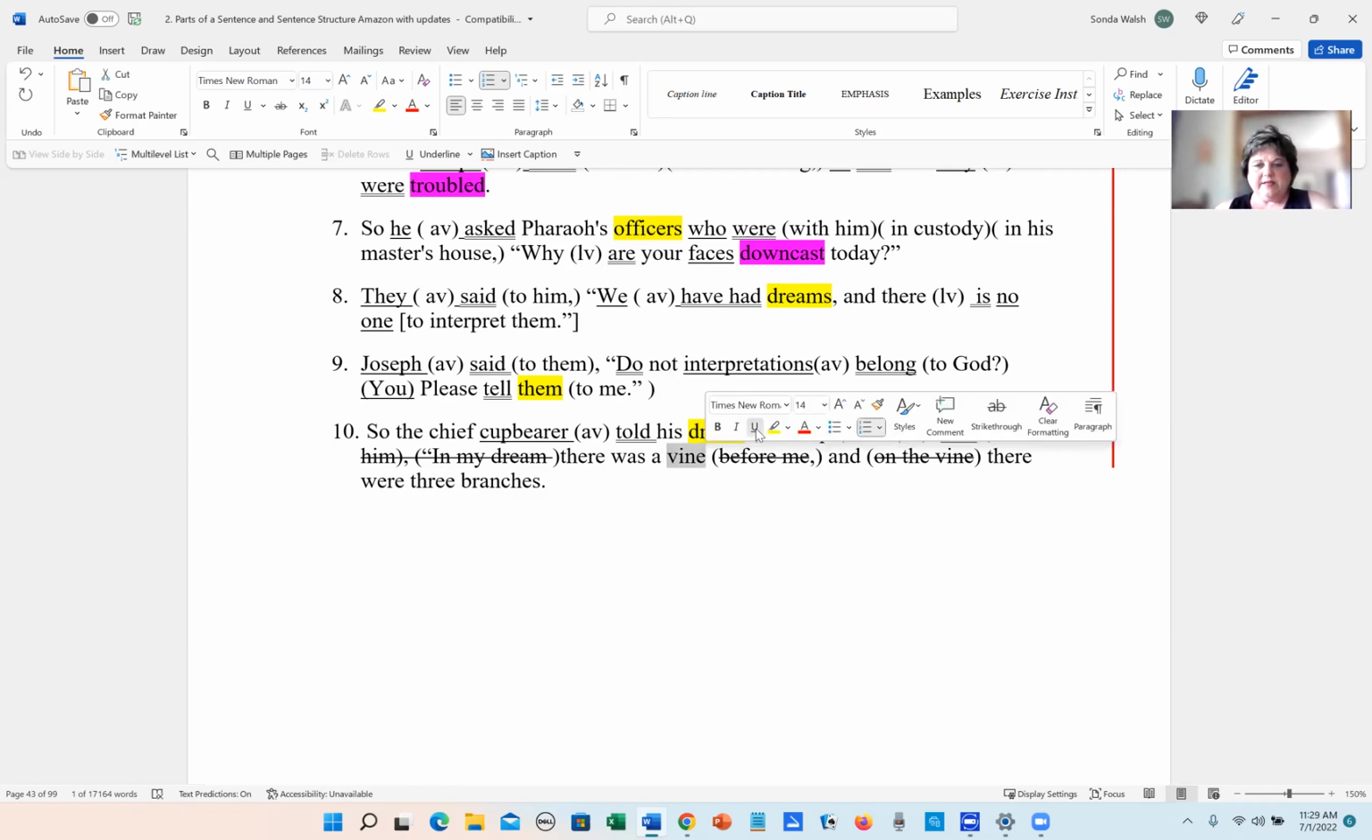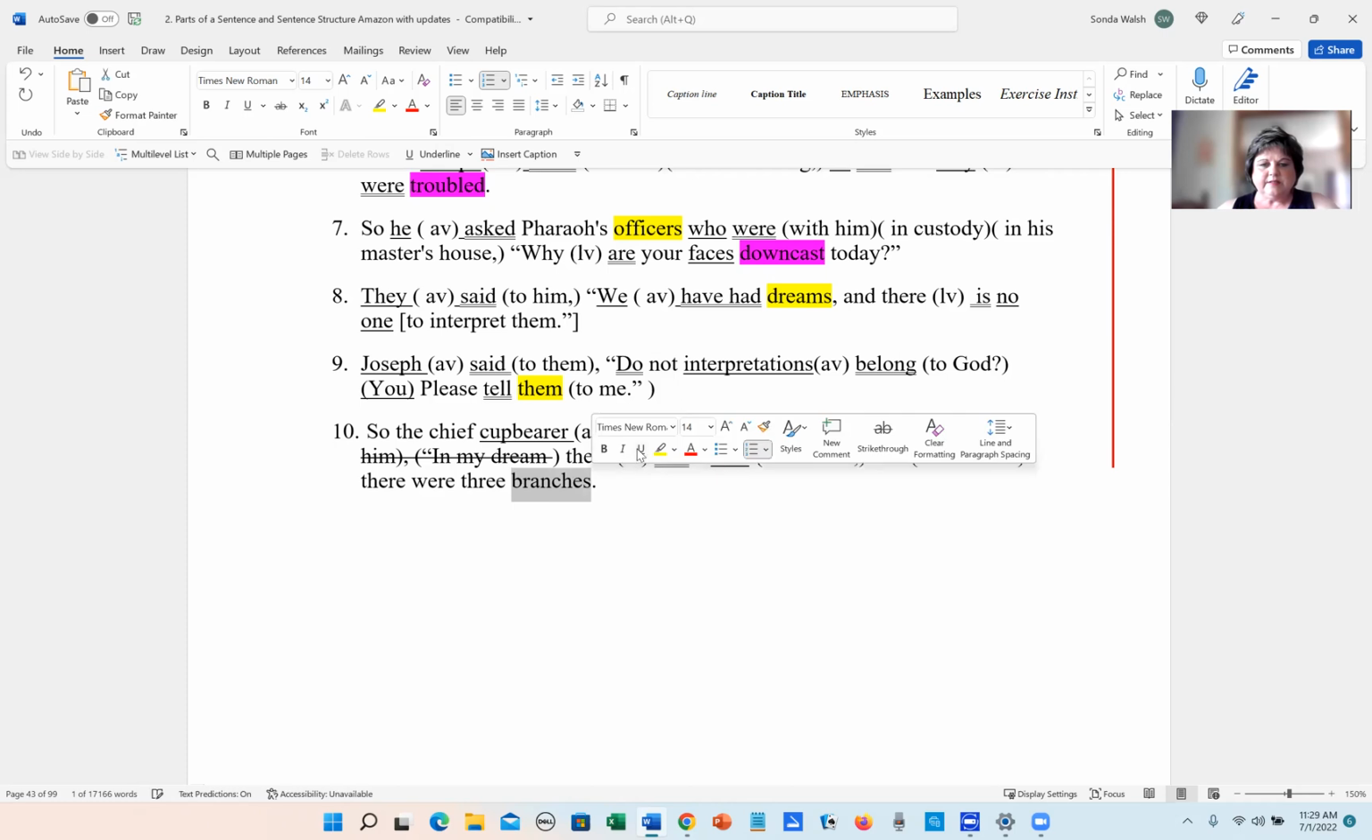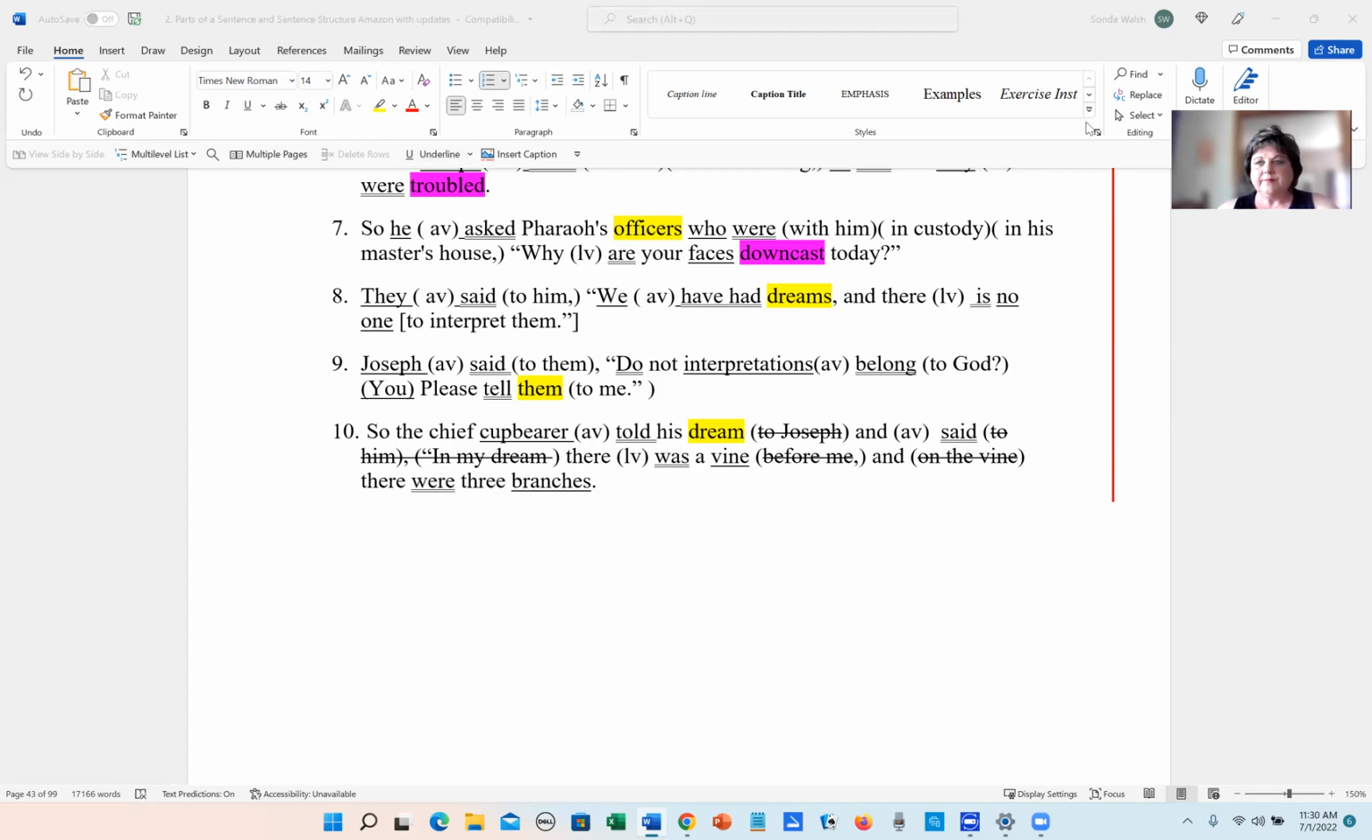So vine is our subject, was is a linking verb. Underline that twice and identify that as a linking verb. Okay, vine was who? Oh, vine, nothing renames a vine. I think the word there tells where, so that's an adverb. And the same thing, three branches were there. So we have branches as a subject. Were is a linking verb, but we do not have any predicate nominatives or predicate adjectives.